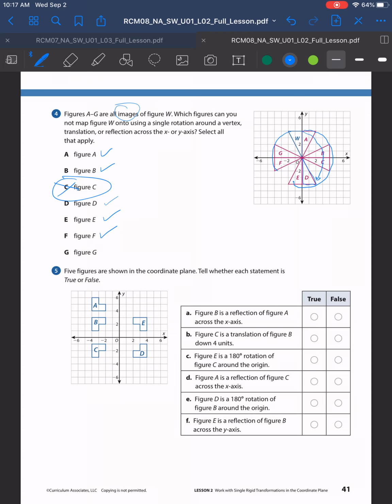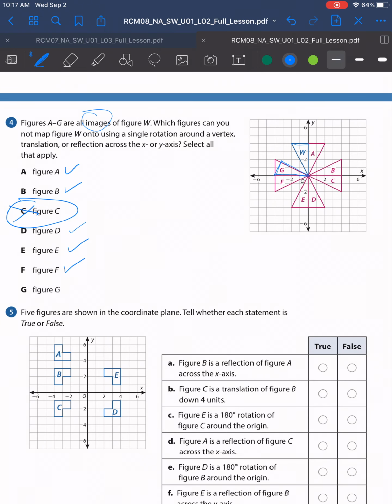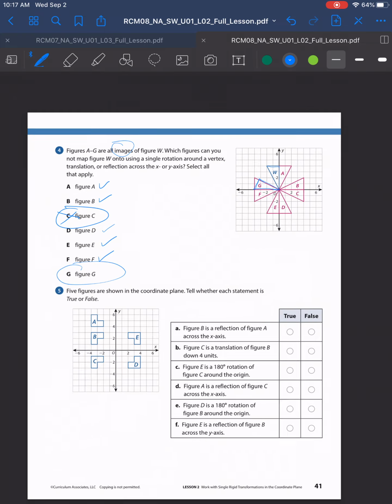G, if I were just to pop this down like that, it would not land on G. Let me show you. Let me zoom in. If I were to move this down, do you see how this would be flat with the ground? But then this would be taking off at an angle like into here. It would be like that. So it would not land on G nicely. Don't like G. Okay, so C and G.